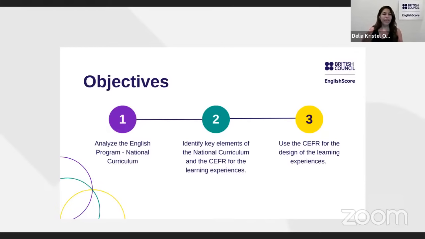And as number 3, we are designing some learning experiences. Well, not all of them, but just some little parts of it. Okay, so these are the objectives.